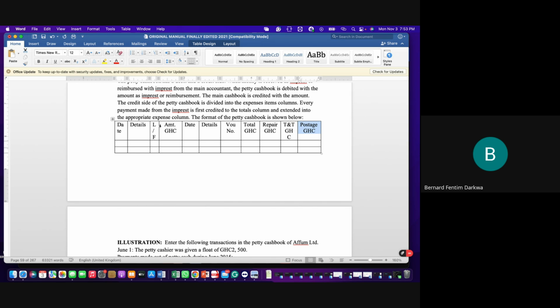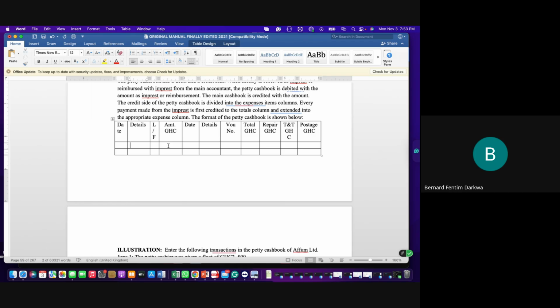So this means that this is the debit side: date, particulars, ledger folio, and amount. This is the debit side. So whatever the petty cashier has received from reimbursement is debited here. You put down the date, the particulars, and how much imprest you are receiving. Let's say 1,000, it is recorded here. That's the imprest. Then the expenses will start here. So that's how you record it.